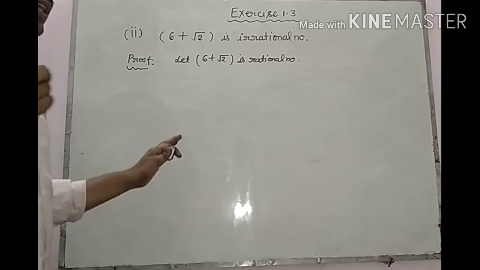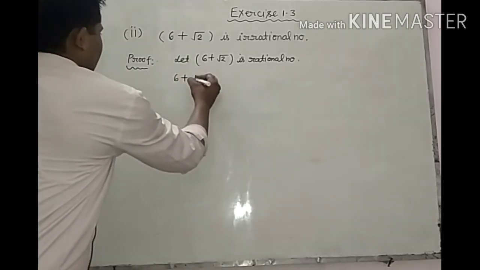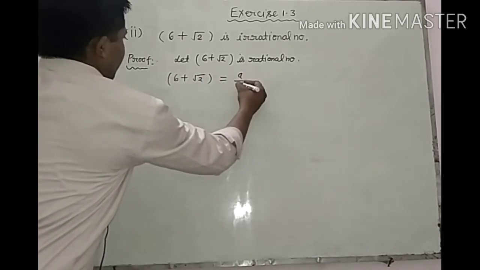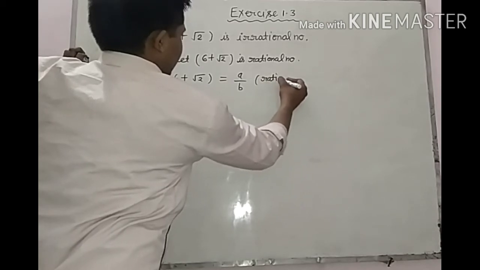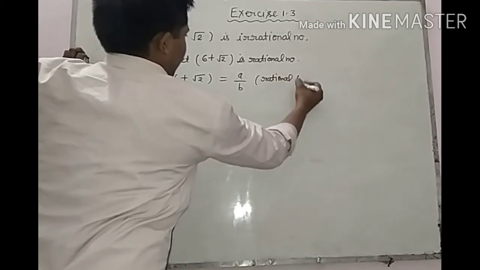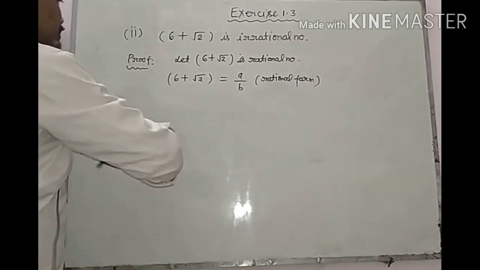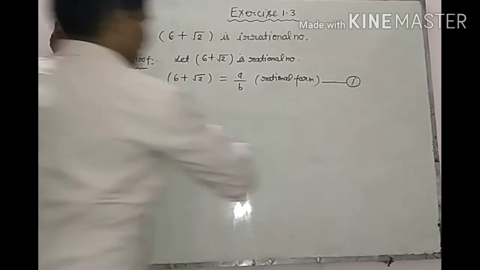So I am writing 6 plus root 2 equal to a by b, a rational number, in rational form. This is equation number 1, students.